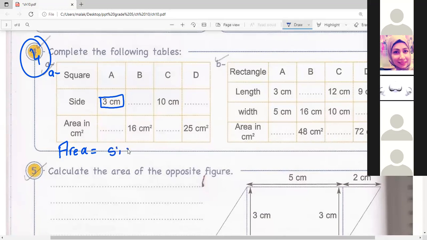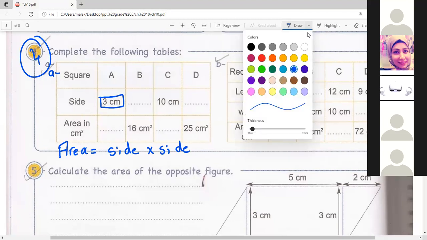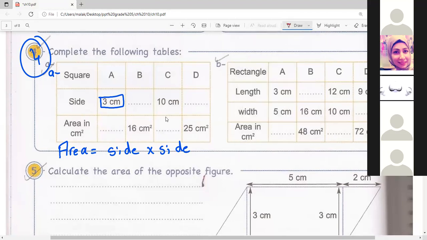Bravo, side times side. You have to study the rules. Side here, how much? 3 centimeters. So how do we find its area? We will make 3 centimeters times 3 centimeters. Bravo, 3 times 3, how much? 9. Excellent, 9 centimeters squared.